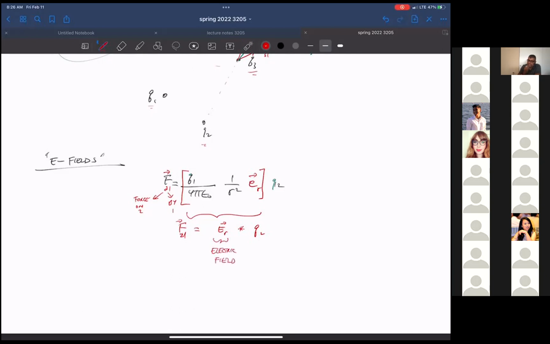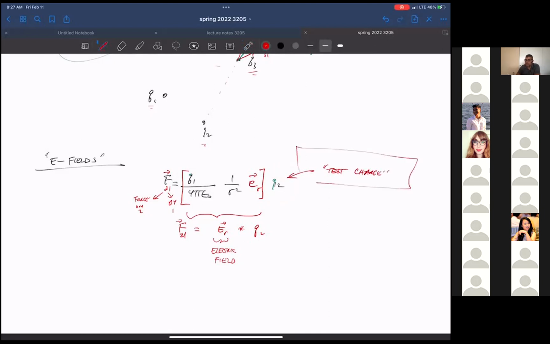And the idea is that this is convenient because I can imagine that this charge Q1 is creating this thing called an electric field all around the world, all around the universe. And then I can think of the effects that this electric field has on a charged entity anywhere there. And this is called a test charge. A lot of these are conceptual concepts, guys.